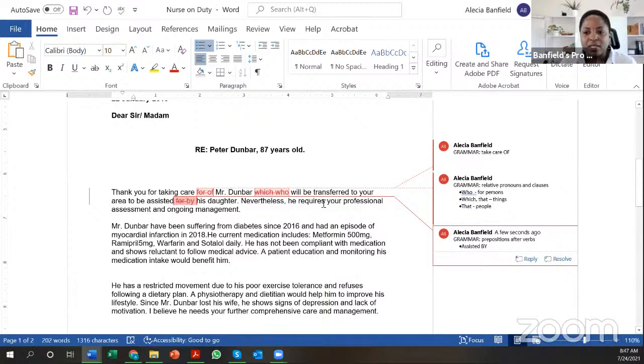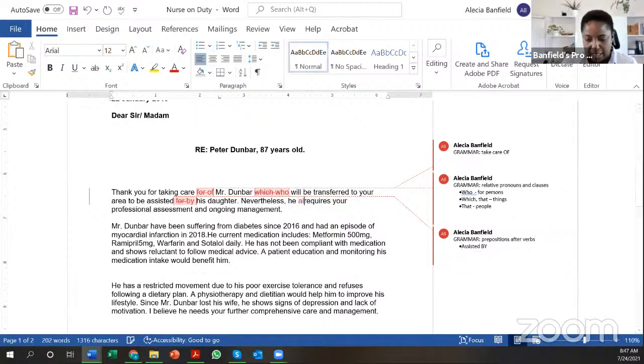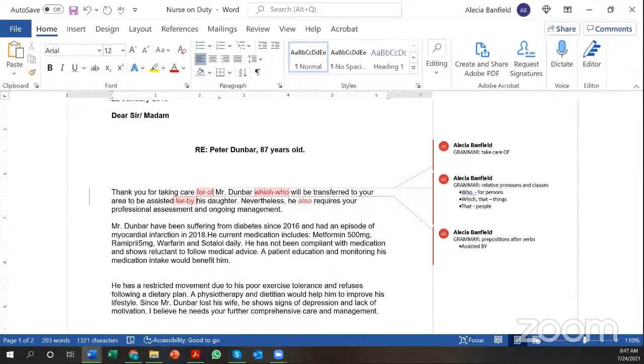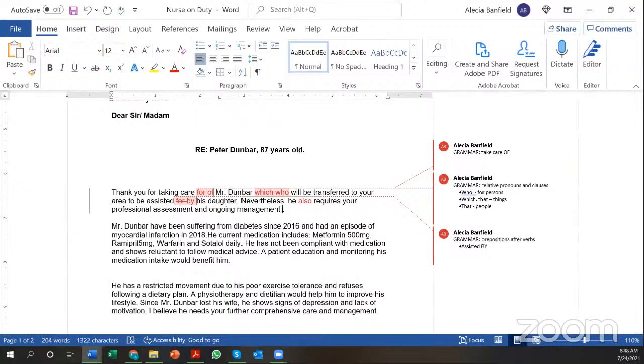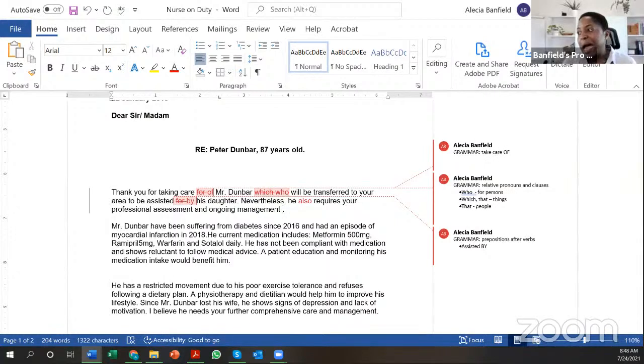Nevertheless, he requires your professional, I'll just change that, not because it's wrong, but I kind of like that also, in other words. He also requires your professional assessment and ongoing management. Now here actually, who is being transferred requires, okay? So here actually, I would say when it comes to purpose and prioritization, I would actually also include his main issues here.